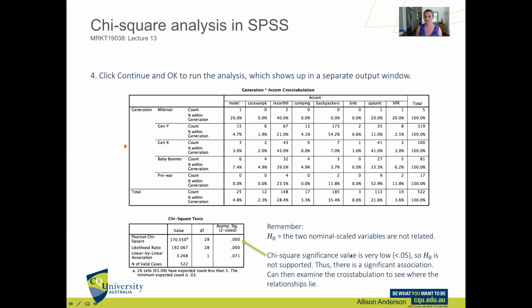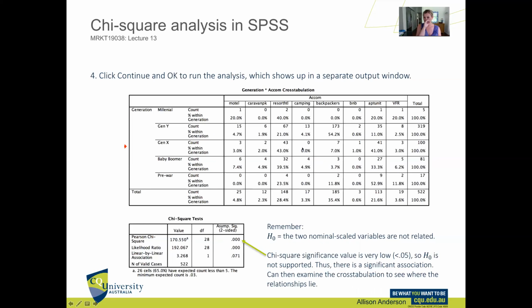The chi-square significance value is very low, less than 0.05, so the null hypothesis is not supported, which means that there is a significant association between these two categories. Okay, so we know there is a significant association, so that gives us permission to have a look at our big table, and we can examine the cross-tabulation to see where the relationships lie, which I already sort of got carried away with and started showing you. And that's how you do that.